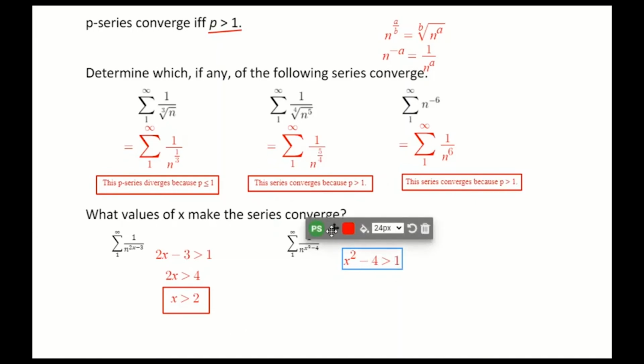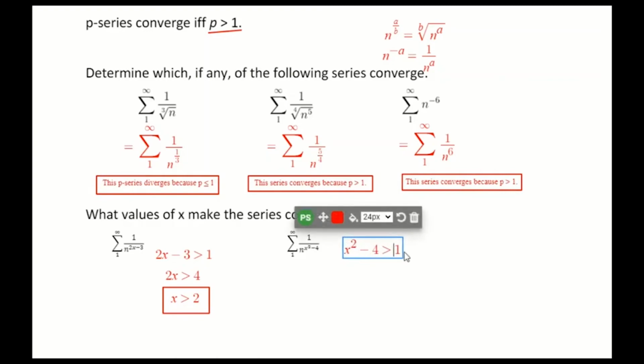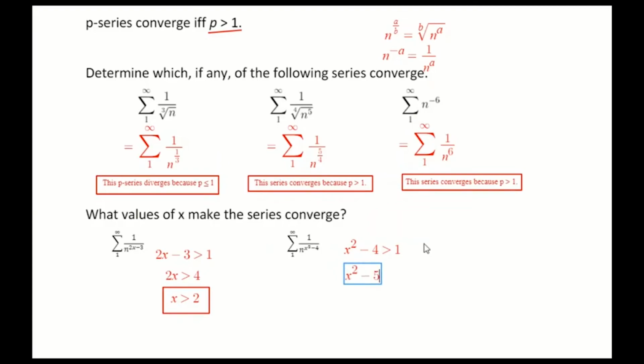So the strategy here for solving a polynomial inequality is first we want to get 0 on one side. So we've got x squared, we're going to subtract 1 on both sides, so we get x squared minus 5 greater than 0.